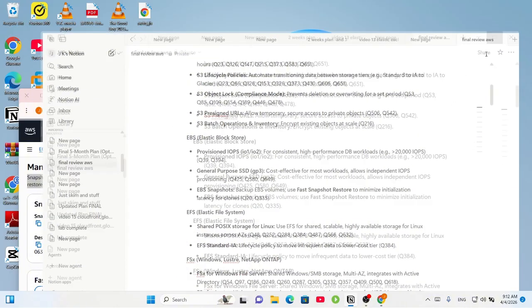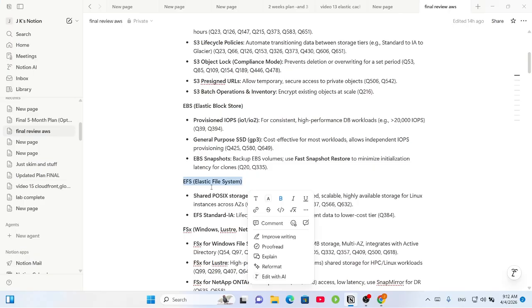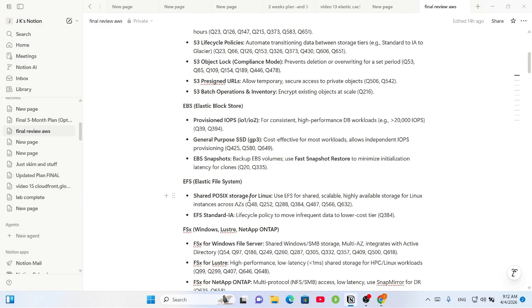Okay. So EFS, we said this is like a shared storage. We have shared POSIX storage for Linux. Use it for shared, scalable, highly available storage for Linux instances across availability zones. And EFS Standard-IA is a lifecycle policy to move infrequent data to a lower cost tier. This one has a lot of questions.